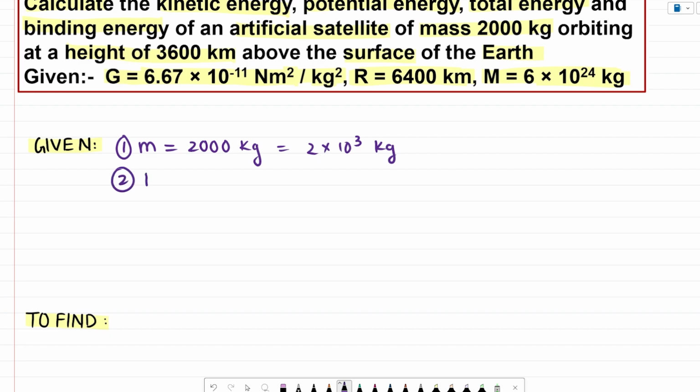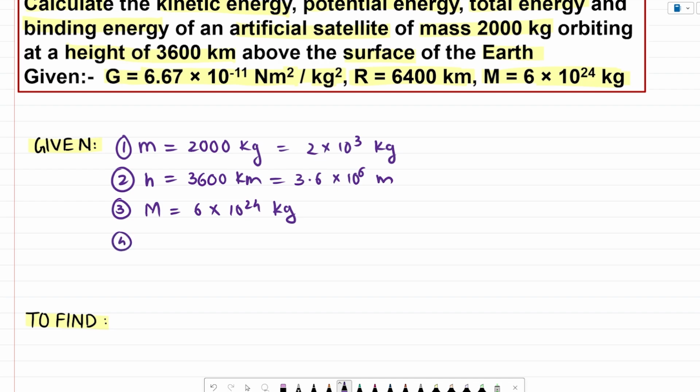The second quantity जो हमें question में दिया है, that is the height at which our satellite is orbiting. So we represent that height using the letter small h, and this height is said to be 3600 kilometers, which becomes 3.6 into 10 raised to 6 meters. The third quantity that's known to us is the mass of the Earth. We represent it using the capital M, and this is 6 into 10 raised to 24 kilograms as well.